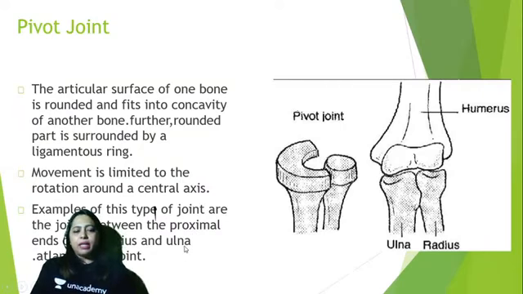Atlantoaxial joint, and radius and ulna between them. You can give the example of the superior radioulnar joint. Now, what does the atlantoaxial joint do? Between the atlas and the axis, there is a joint. There is a small process called the odontoid process that fits into the ring-shaped atlas vertebra, and that produces movements where you can turn your head side to side as if you are saying no.